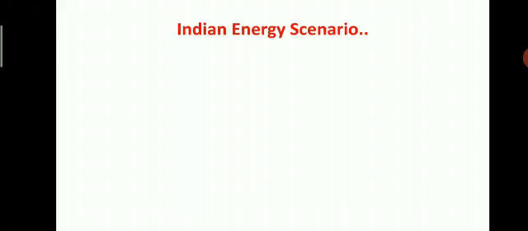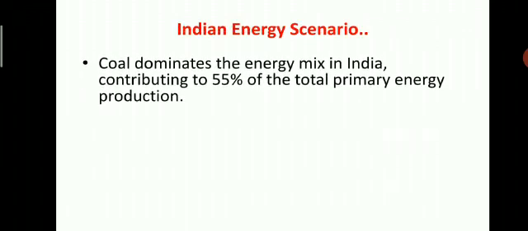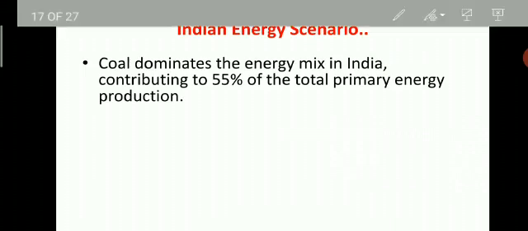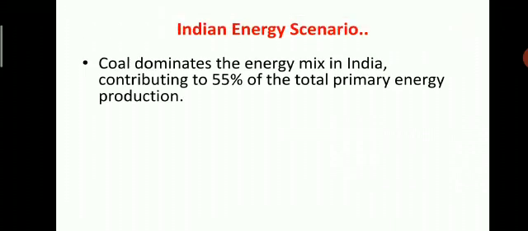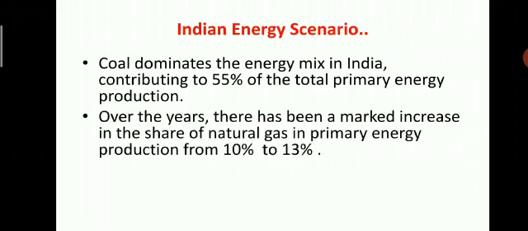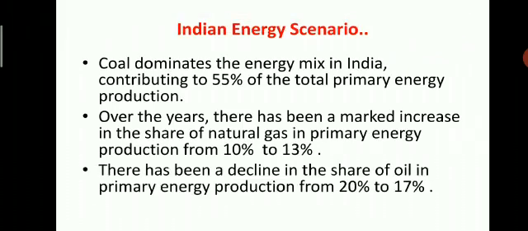Let us see the Indian energy scenario. India is treated as a developing country. Coal dominates the energy mix in India, contributing 55% of the total primary energy production. So coal is a very important energy source in India. Most of the power plants in India run on coal. Over the years, there has been a marked increase in the share of natural gas in the primary production from 10% to 13%. There has been a decline in the share of oil in primary energy production, from 20% to 17%.